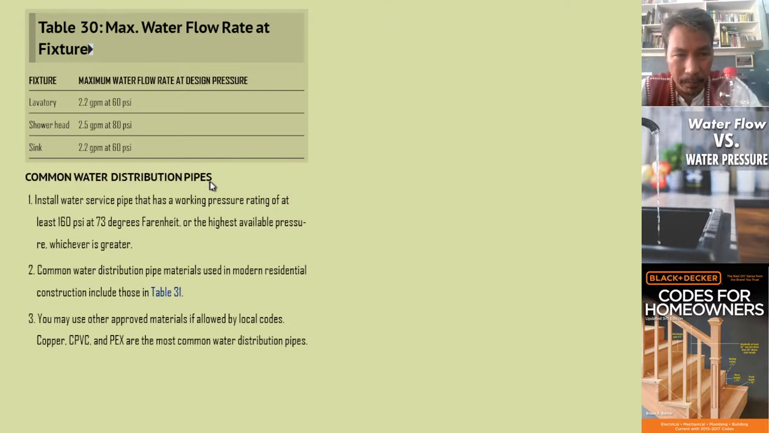So, common water distribution pipes. Number one. Install a water service pipe that has a working pressure rating of at least 160 PSI. So this is very large. We have maximum 60, 80. Actually maximum 80. 80 PSI is the maximum. What is the equivalent of 80 PSI in MPa? Please convert. What is the equivalent of 60 PSI in MPa? Those are the units given in our country at 73 degrees Fahrenheit. We can also convert that.